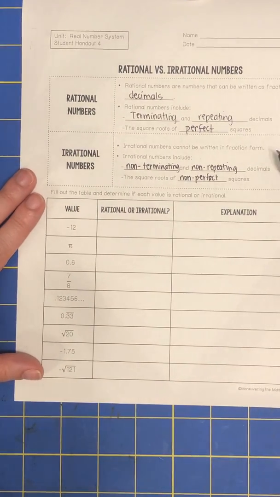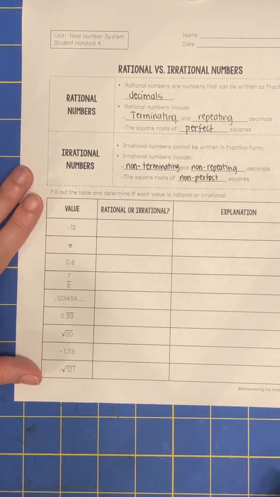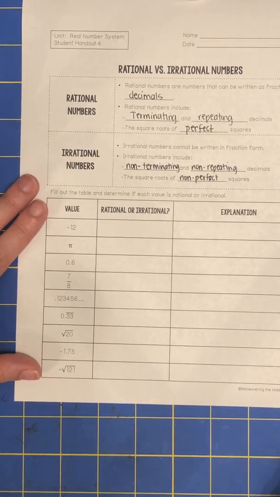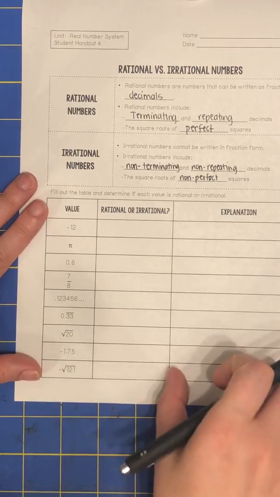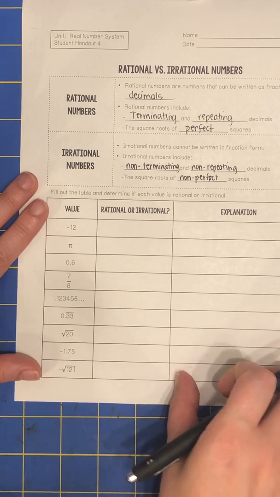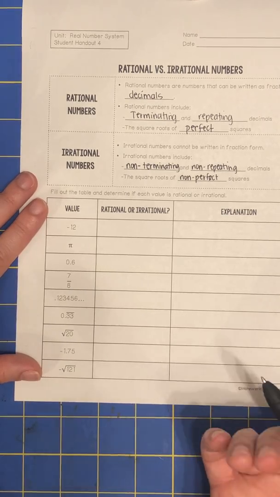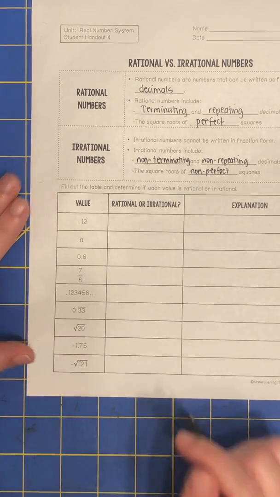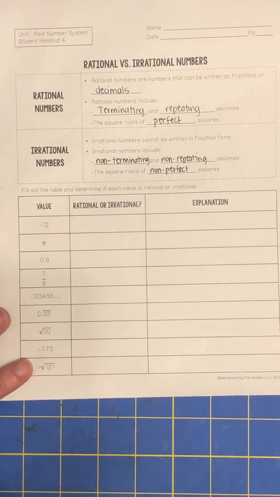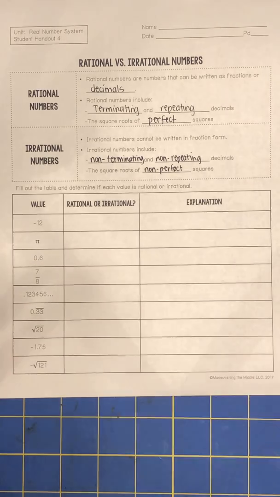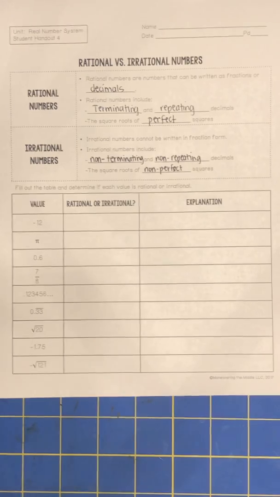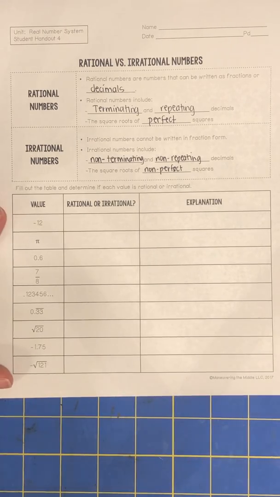So irrational numbers can't be written in a fractional form. They're non-terminating and non-repeating decimals, and they're square roots of non-perfect squares. So it might be like the square root of 60. There are no two numbers that, if I square them, will give me 60 as my answer, so that would be an irrational number. So now we're going to quickly go through and look at each one of these examples they give us and classify them as rational or irrational to warm us up into the real number system.